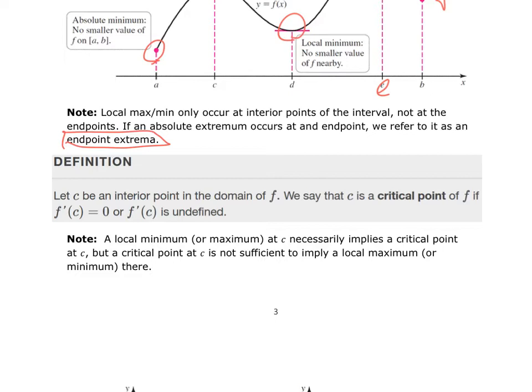Here's a nice question I always like to put on the test, true or false. A critical point implies a local maxima or a minima. Yes or no? Well, what does that say on the note?